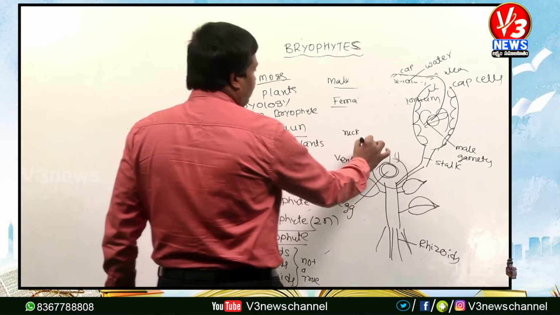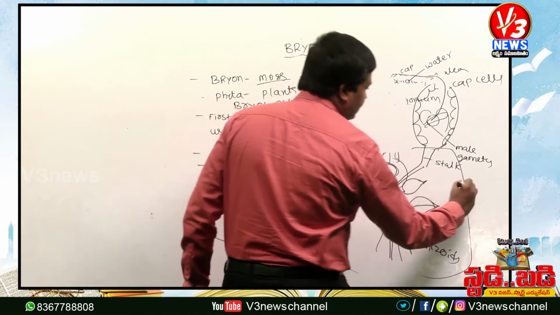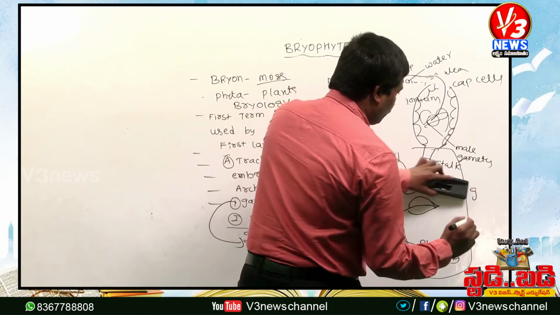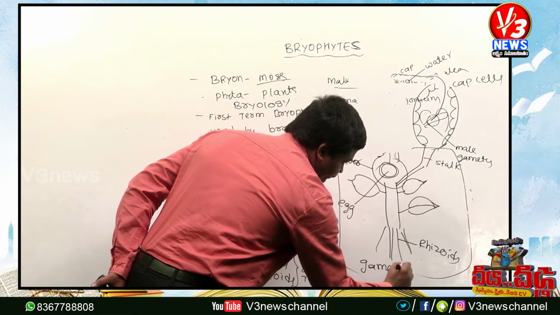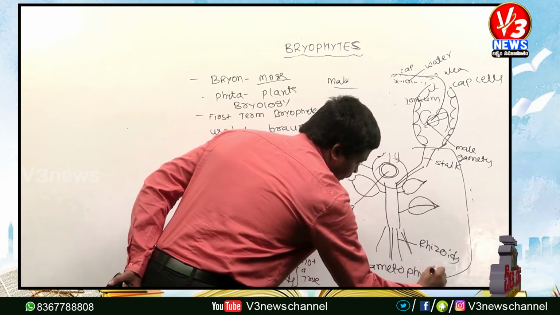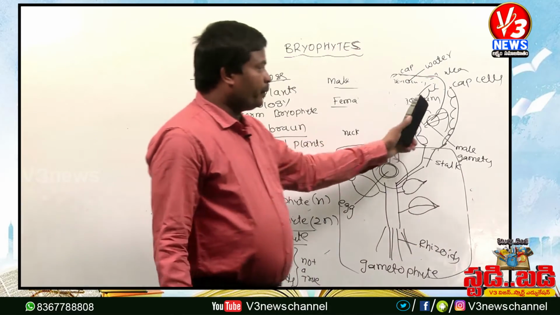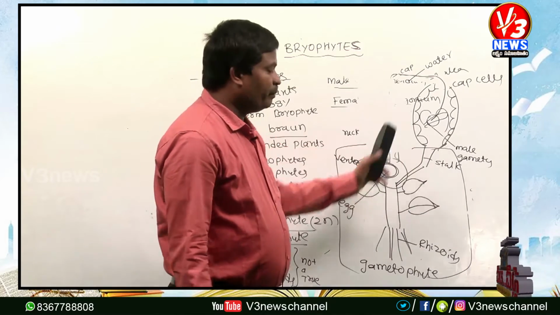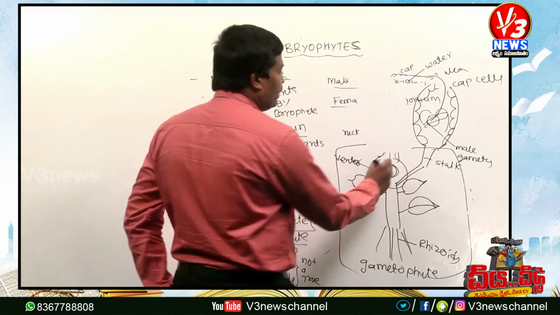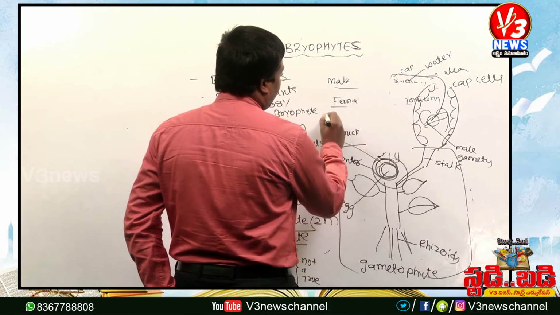Up to here, this portion is called the gametophyte. Gametophyte means the antheridium produces male gametes and the archegonium produces female gametes. Fusion of the male and female gametes forms a zygote. This is called a zygote.